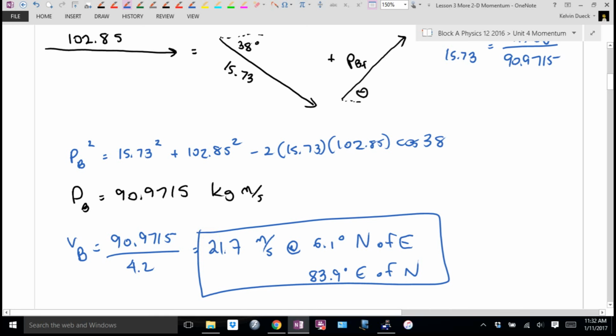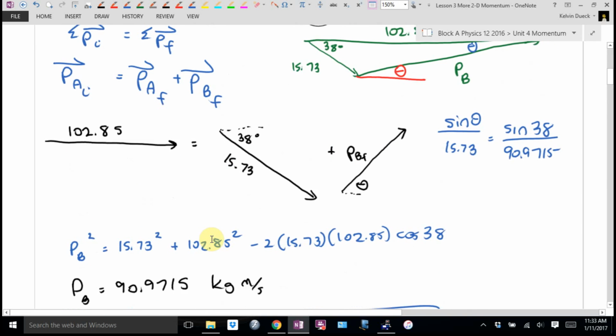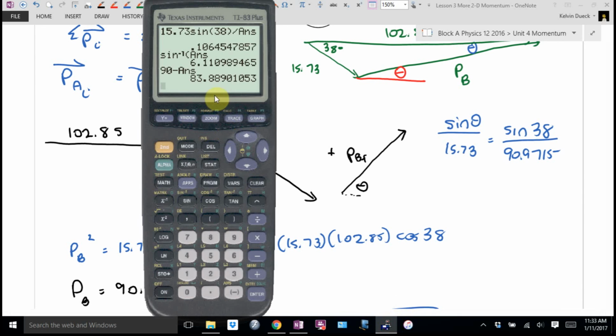I could be wrong, unless a bunch of other people got the same answer as me, because that's how we kind of work this thing. Yeah, I got 6.92. Mine's all... hang on, let me make sure I didn't make a typo. 15.73 times the sine of 38 is 38 degrees, yes. Divided by, I used my answer button, so I didn't round off at all.